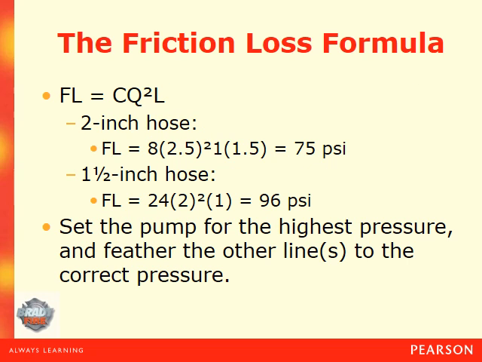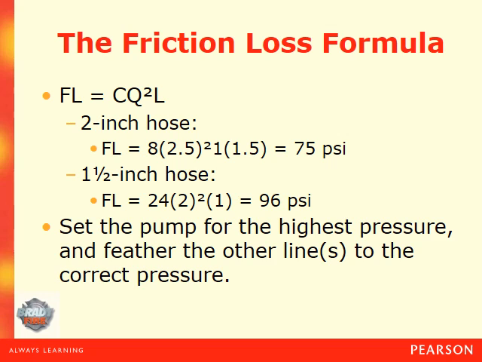So looking at our first line, we have a 2-inch hose. Our coefficient is going to be 8. Our GPMs are 2.5. Our length of hose is going to be 1.5. So our coefficient, again, is 8. Our GPM is 2.5 squared. And our length of hose is going to be 1.5. Multiply it all out, and you get 75 psi.